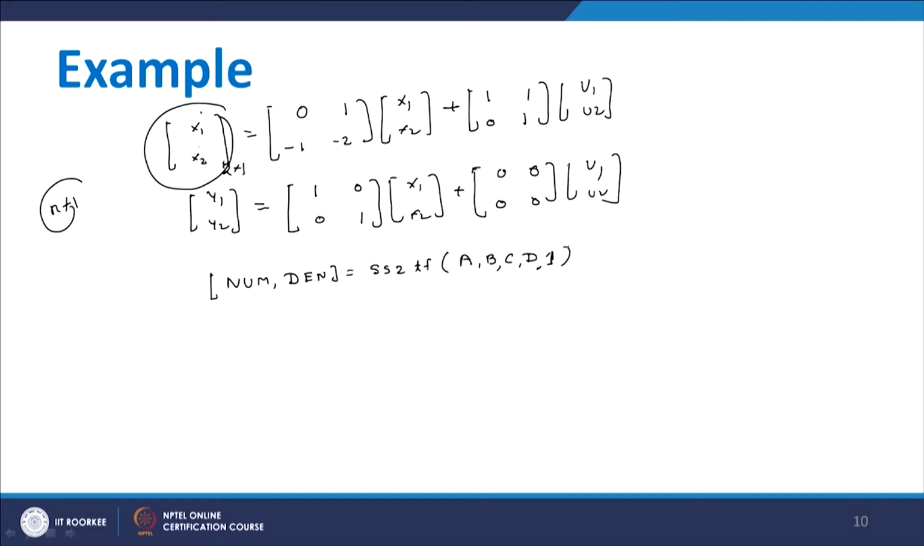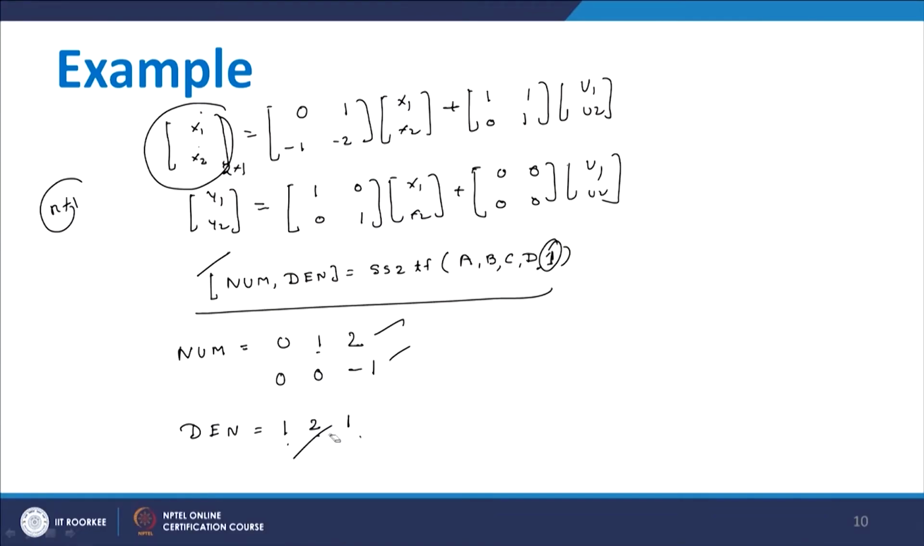Now, if you write this command in MATLAB, we will get a result, and you will find that the numerator you will get is 0 1 2, 0 0 -1, and the denominator will be 1 2 1. Now, here we have got the numerator 0 1 2, 0 0 -1, and the denominator 1 2 1 when you have input 1.